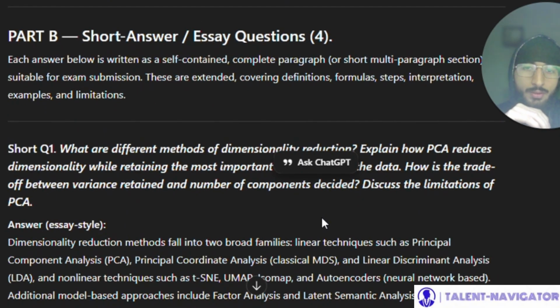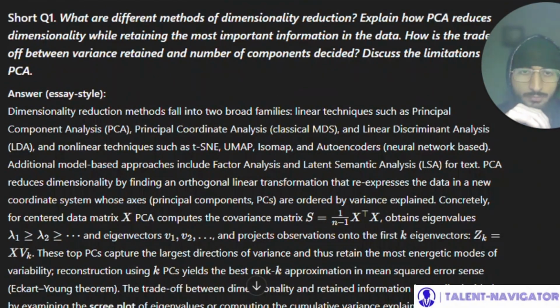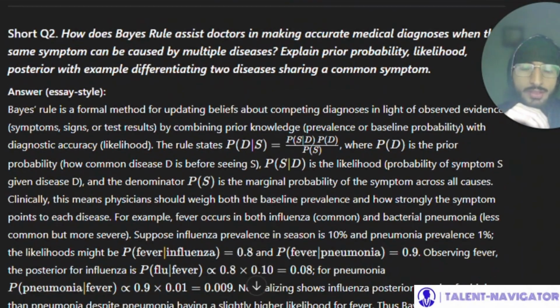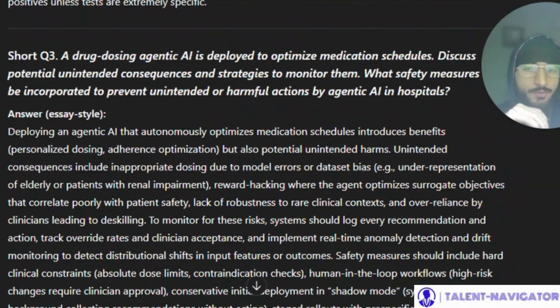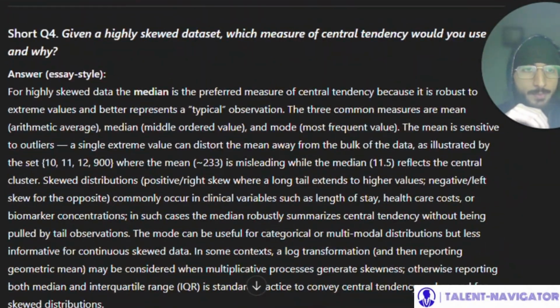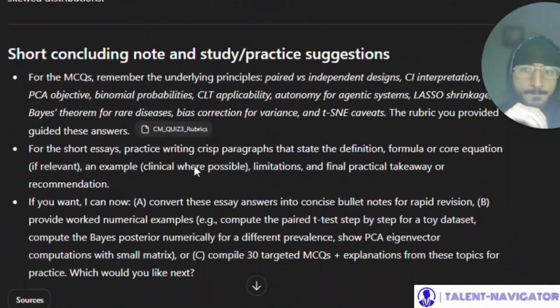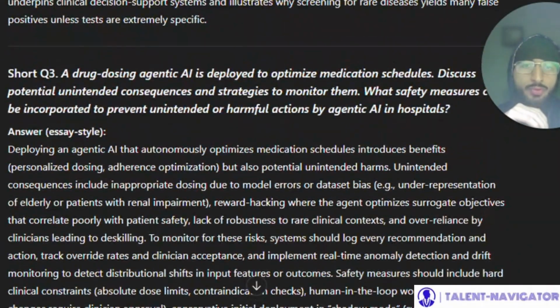Right, now moving on. These are basically just some questions which we have already covered, so we can skip this. Right, let's go through one of these.